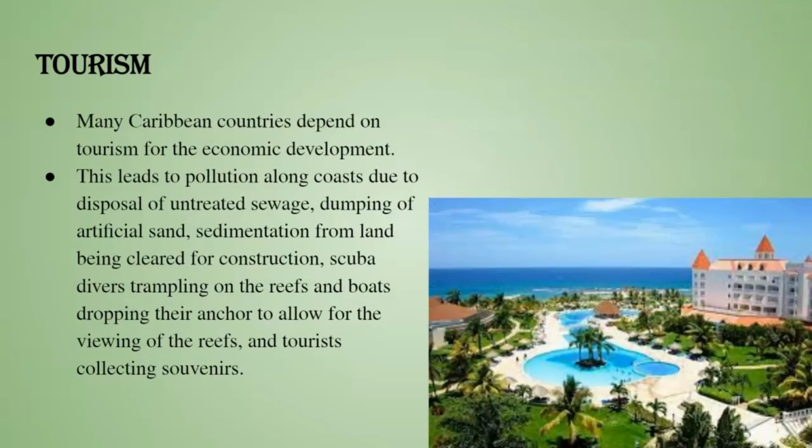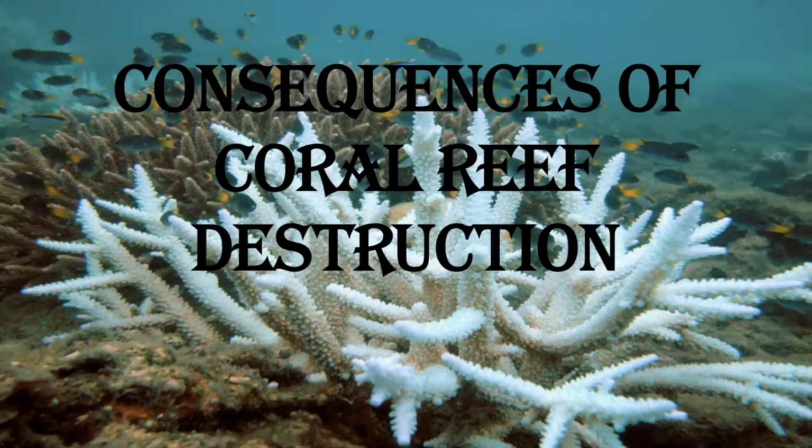And then we know that even though tourism is a beautiful thing, it has some negative effects in the sense where many countries depend on tourism for economic development. So the fact that they have to depend on tourism leads to heavy pollution along the coast, where the sewage is disposed of in an unsafe manner. There's dumping of artificial sand, sedimentation from the land being cleared for construction, trampling, boats, tourists picking the corals to make souvenirs. So tourism plays a significant role in the destruction of coral reefs.